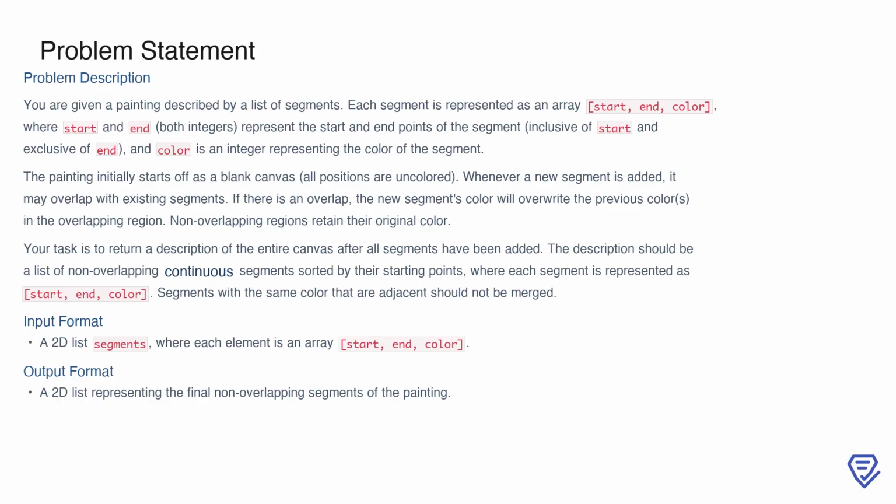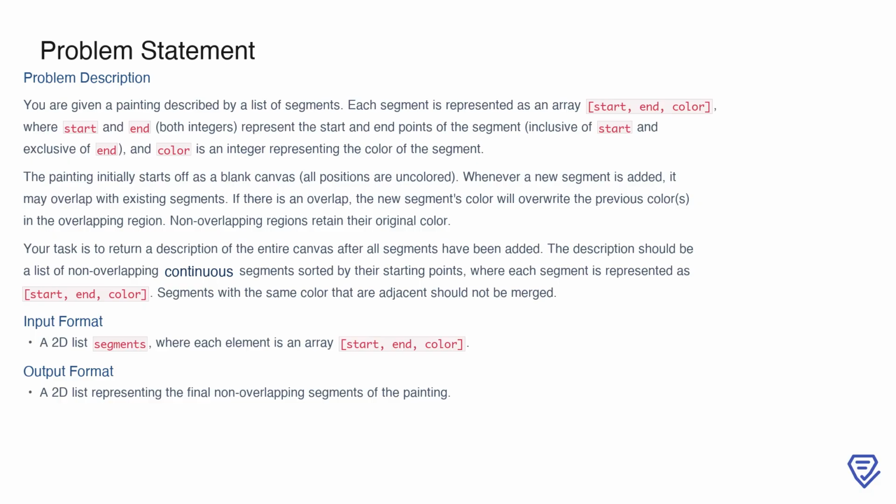Initially, the canvas is blank, with no colors applied to any position. As you add new segments, they may overlap with segments that are already painted. In those cases, the color of the new segment takes precedence and overwrites the colors in the overlapping region. Any areas that don't overlap will keep their original colors.